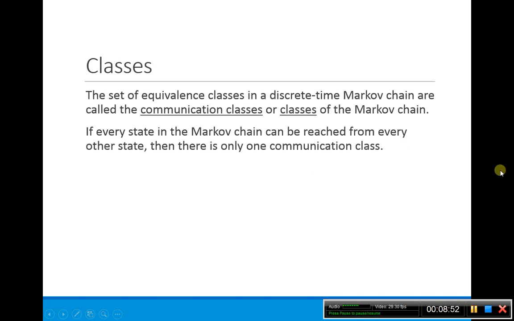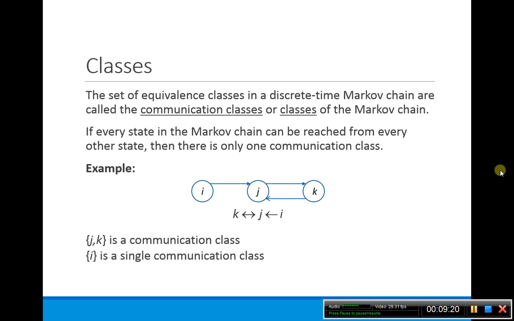Okay, so the set of equivalence classes in a discrete time Markov chain are called communication classes, or classes of the Markov chain. If they communicate, they're in the same class. If every state can be reached from every other state, then there's only one communication class. In this example, notice that J and K communicate, but I does not. So J and K is a communication class because they communicate, right? But I is by itself. I doesn't communicate with any other states. I goes to the state, but it doesn't communicate with it because I can't get from J back to I.